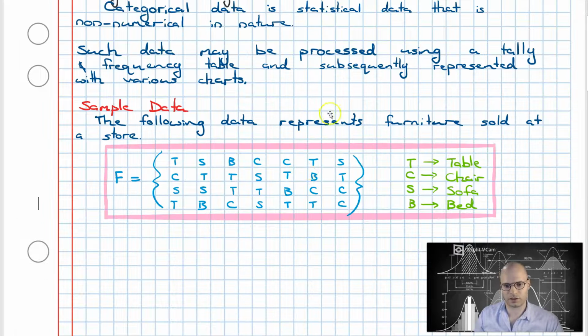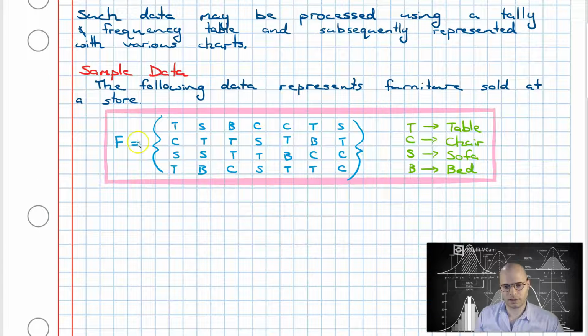Now drawing our attention to below over here, what we have is some categorical data. This data is representative of furniture sold at a store. Inside here, on the left, we have F, which represents a set of data points. Inside the data we have T, S, B, and C. This is representative of tables, chairs, sofas, and beds. So what we've got is a furniture store and how much furniture they've been selling.